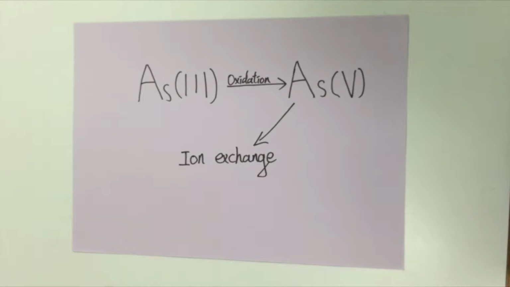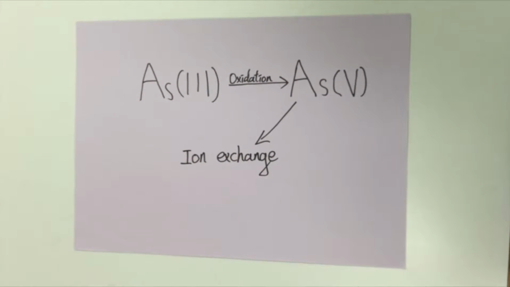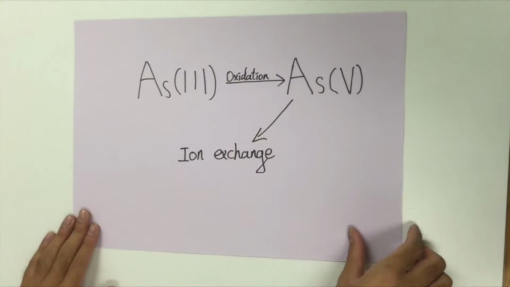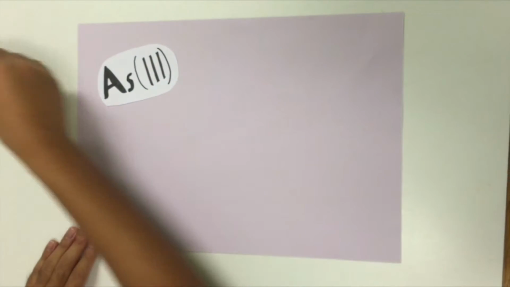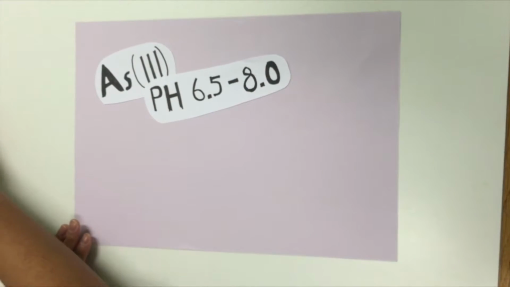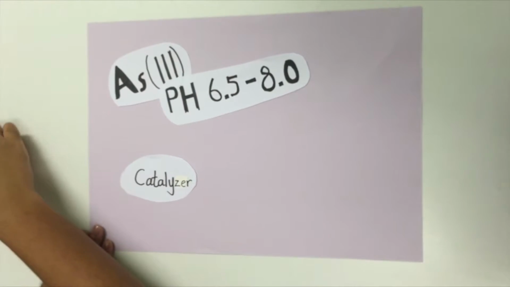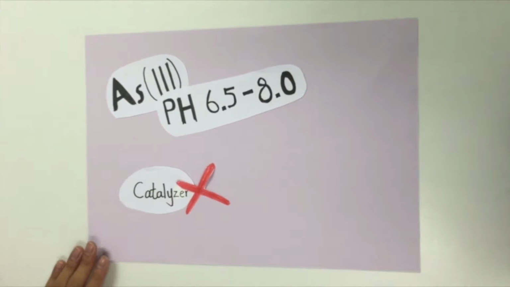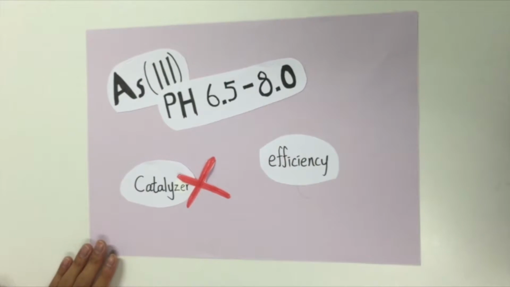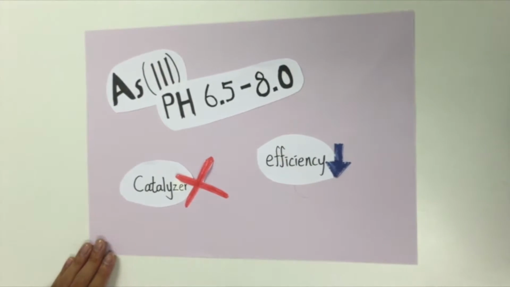Arsenic-free and arsenic-fine are in the water, but we can only remove the arsenic-fine by using ion exchange. Since the pH of the arsenic-free is about 6.5 to 8, it affects the efficiency of the catalyst. Also, the efficiency of removing the arsenic-free is lower than that of arsenic-fine.